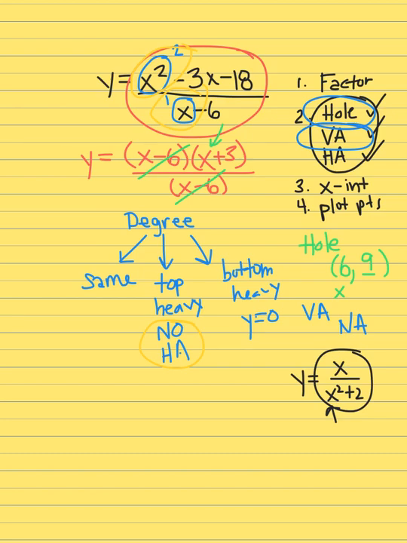After we've done our three discontinuities, I'm going to look at the x-intercept. You can have more than one x-intercept. I'm going to set the numerator equal to 0. But we already know that at x equals 6 there's a hole, so it cannot have an x-intercept where a hole is. So my x-intercept is (negative 3, 0), because I'm setting x plus 3 equal to 0.